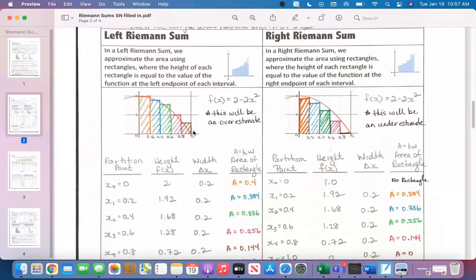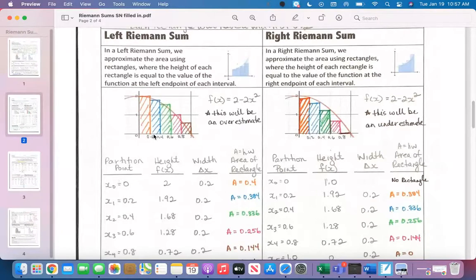So here I have my curve. You can see it underneath here. I've made 5 rectangles, each with a width of 0.2. And for each rectangle, I took the left-hand side and used that to make my height. So here, I calculated the function at x equals 0. I know that that height is 2, and then I made my rectangle with my delta x equals 0.2. For that width of 0.2, my height was 2 all the way across. So there's my rectangle.